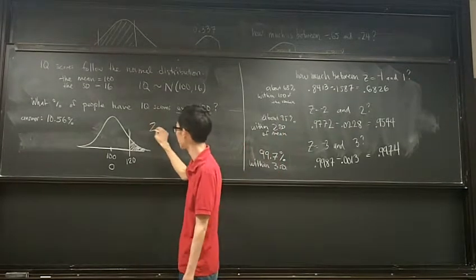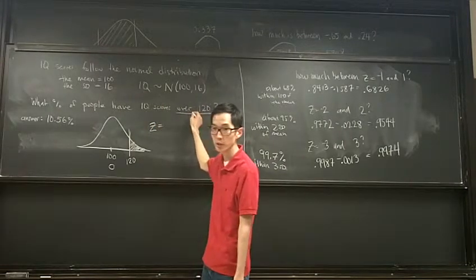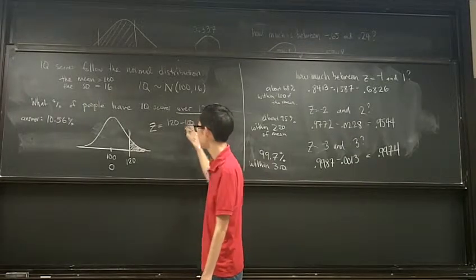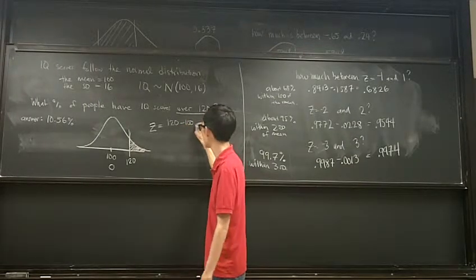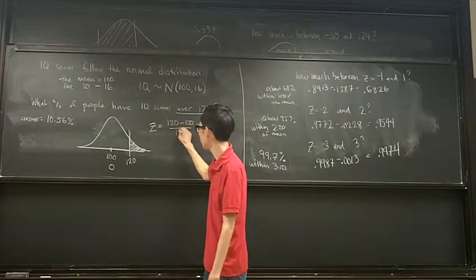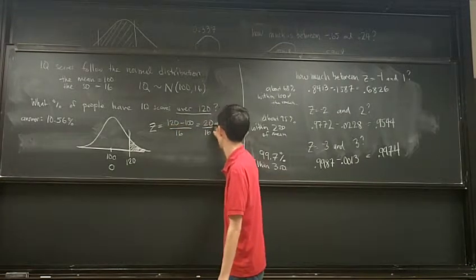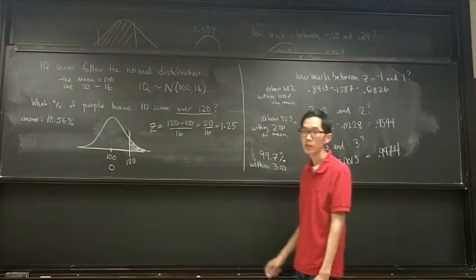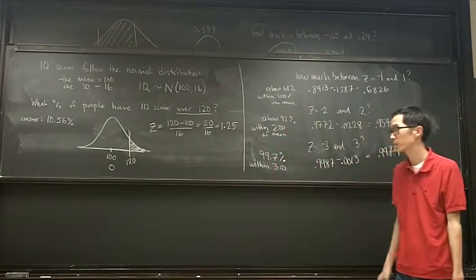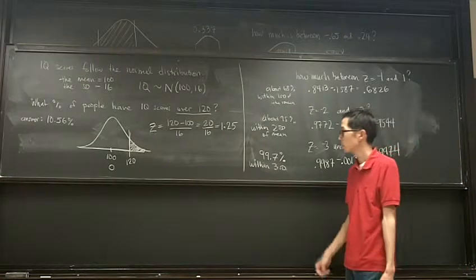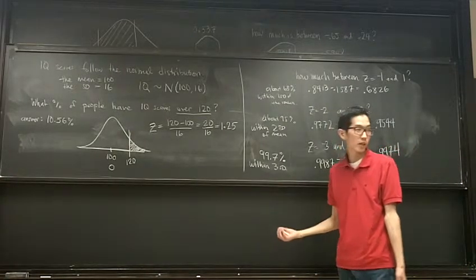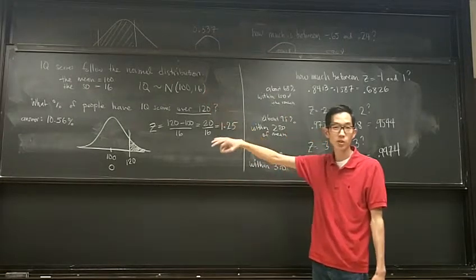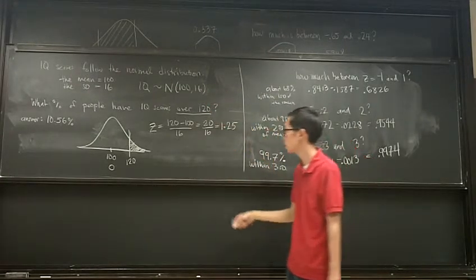So what is the z-score that corresponds to 120? I'm going to do 120 minus 100, so that tells me I'm 20 points above the mean. And each standard deviation is 16 points. So that tells me I'm 1 1/4 or 1.25 standard deviations above the mean. I go to my z-table and I look up 1.25. So I go to the row 1.2 and the column 0.05.